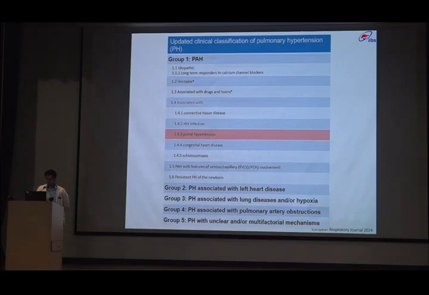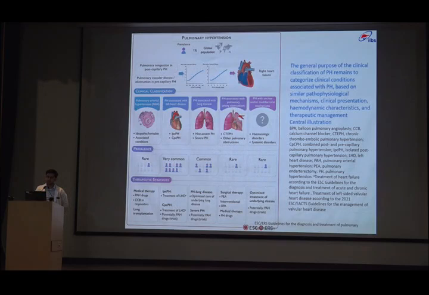So going on to the further classification, the purpose of classification of pulmonary hypertension remains to categorize clinical conditions based on similar pathophysiological mechanisms, clinical presentation, hemodynamic characteristics, and therapeutic management strategies. So again, we can see the five groups. Group 1 is pulmonary arterial hypertension. Group 2 is the pulmonary hypertension associated with heart diseases. Group 3 is related to lung diseases. Group 4 is related to pulmonary artery obstruction, and group 5 is miscellaneous. So as we can see, pulmonary arterial hypertension is a rare group, and POPH constitutes 5 to 15% of that group.